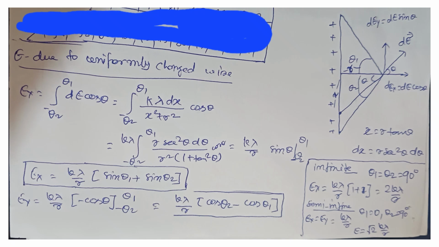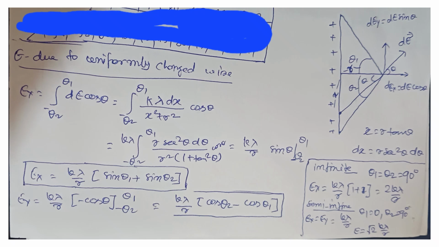Now if you want to find the field intensity due to an infinite line charge, what does it mean? Infinite line charge means the observation point is brought very close to the length L. In that case, theta 1 and theta 2 both will be almost 90 degrees. So put both angles as 90 degrees in Ex and Ey. Sin 90 is 1 and sin 90 is 1. So finally Ex will be 2k lambda by r, and cos 90 is 0, so there is no y component.